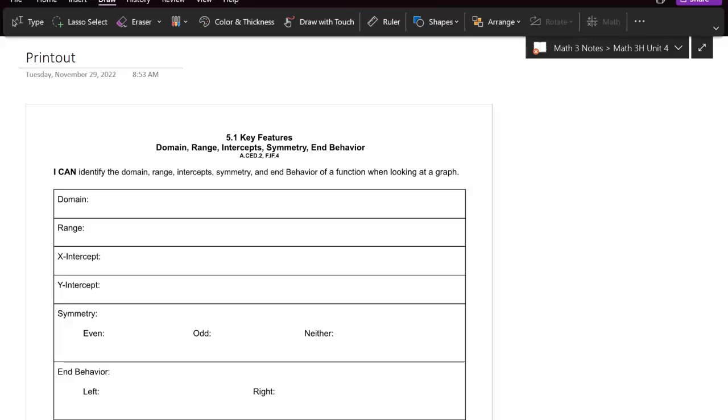This is 5.1 key features. We're doing domain, range, intercept, symmetry, and end behavior. We're going to define all of those and then move on to examples.